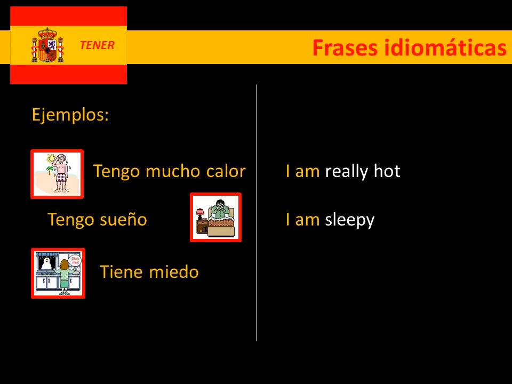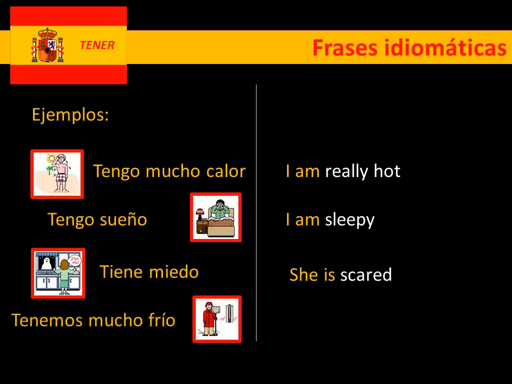Tiene miedo. So here we've used a different person of the verb, so we can do that. So she is scared, as you can see in the picture. Tiene miedo, she has fear. And finally, we're using another different person. Tenemos mucho frío. We are really cold. Okay, so that's tener phrases. Another one of those idiomatic uses, because it doesn't translate literally to what it would be from Spanish into English. Okay, muchas gracias.